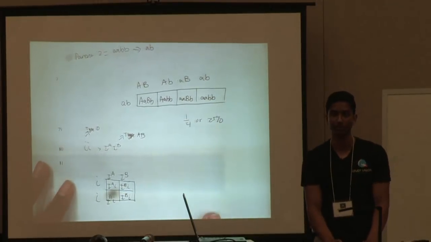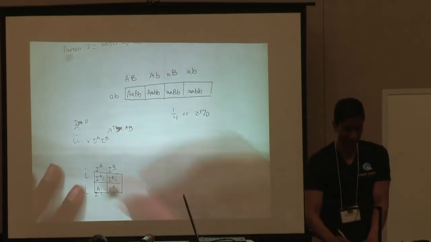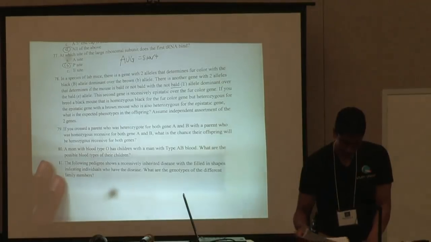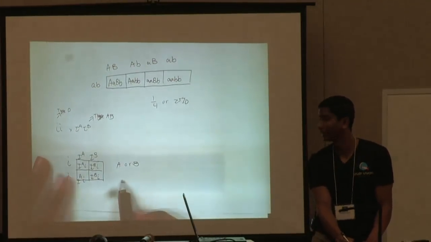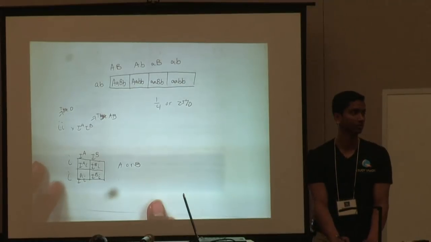So what are the possible blood types we can form? A or B. So that's it. These are the possible blood types, A or B. Everyone good on blood types?